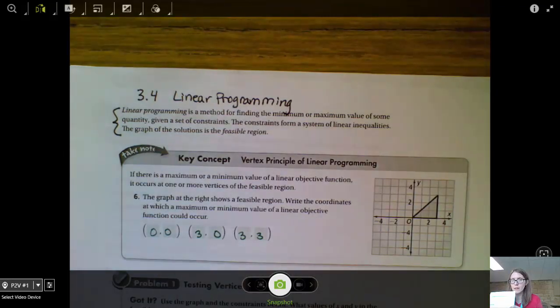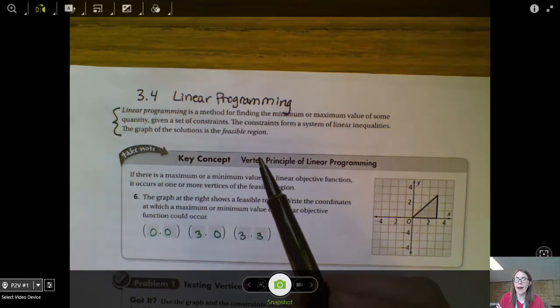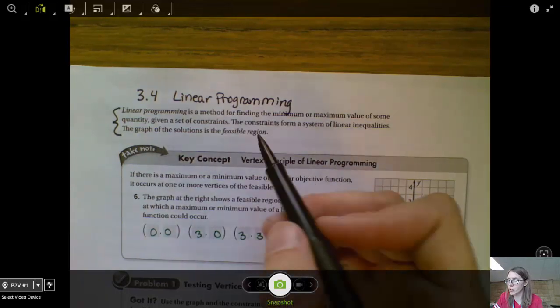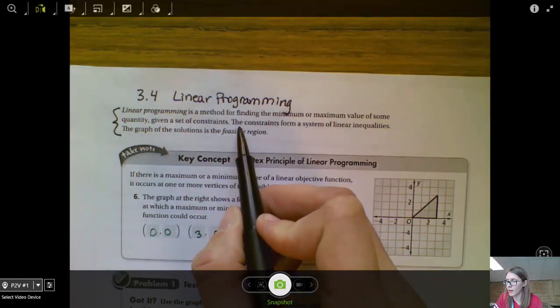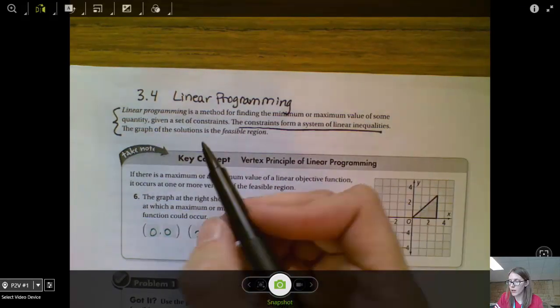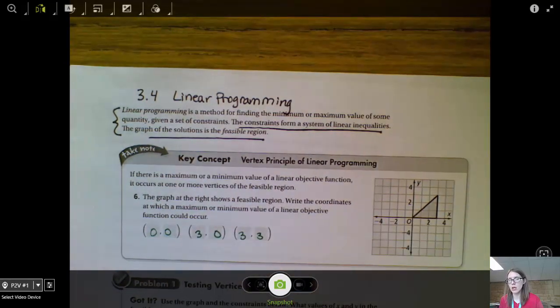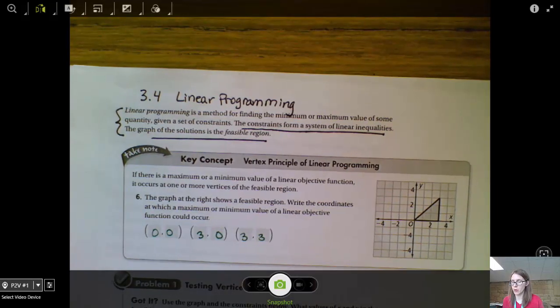The constraints form a system of linear inequalities, and the graph of the solutions is the feasible region. So I'm going to highlight this here, or underline it. The constraints form a system of linear inequalities. The graph is the feasible region. Okay, this is going to make a little bit more sense when we get into our examples, but again, that's just kind of our idea of what linear programming is.